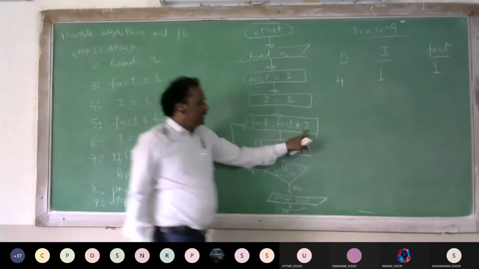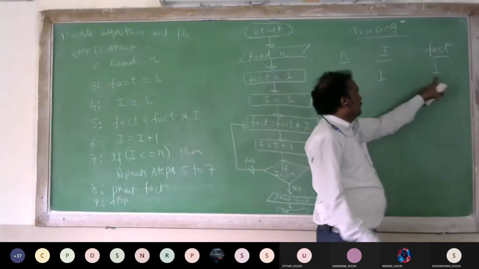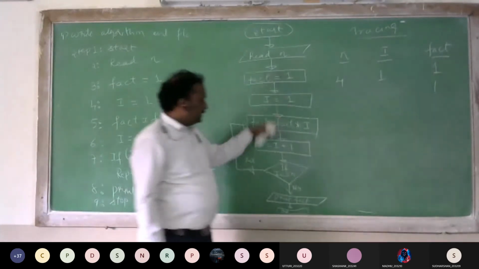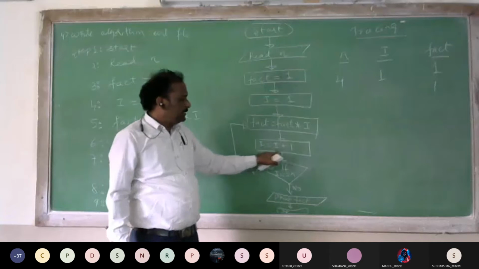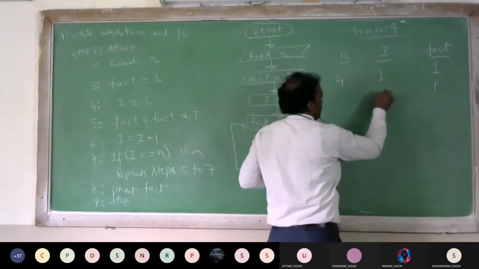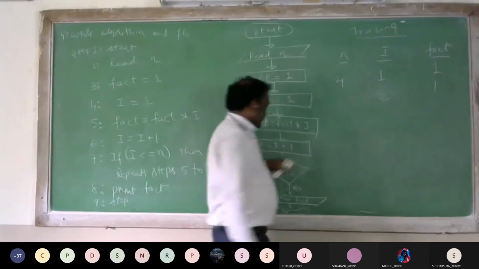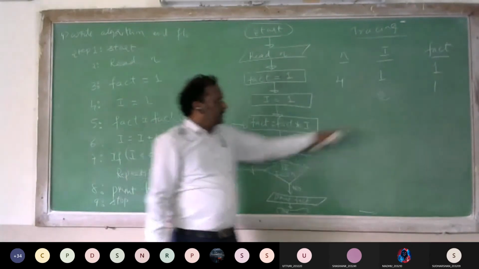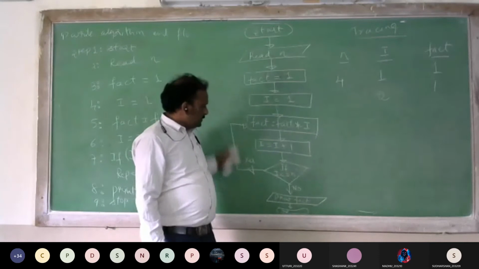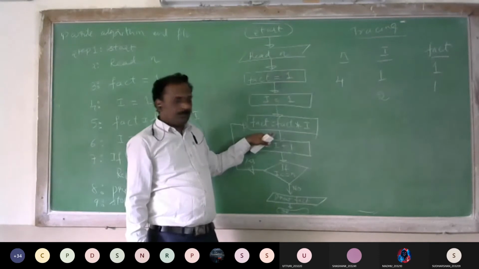Fact is equal to fact into I. 1 into 1, 1. 1 is again stored in fact. Now, get the next number. How will we get the next number? I is equal to I plus 1. So, earlier I is 1. 1 plus 1 is 2. Now, check whether 2 is less than or equal to 4. Yes. Yes means go to this step.